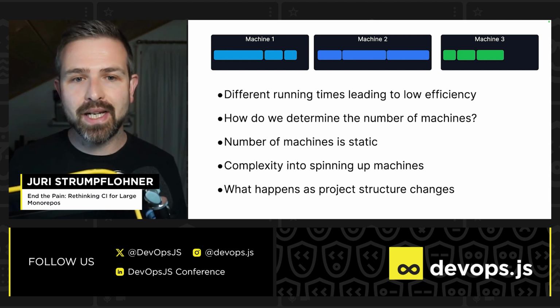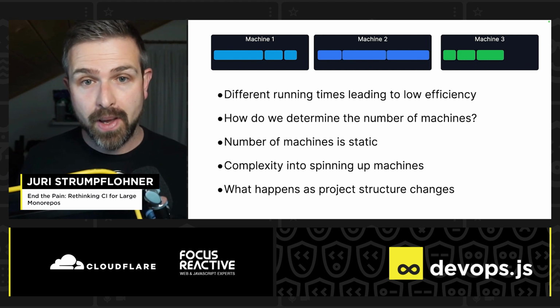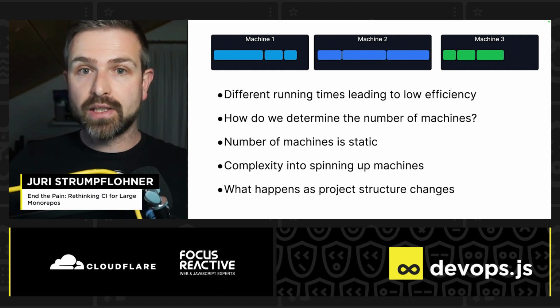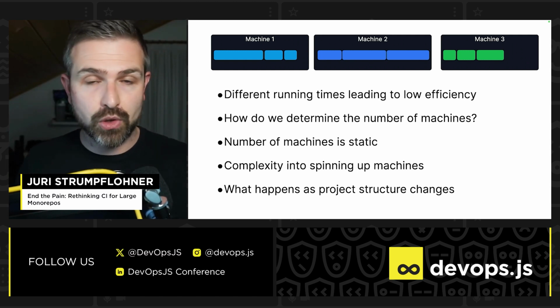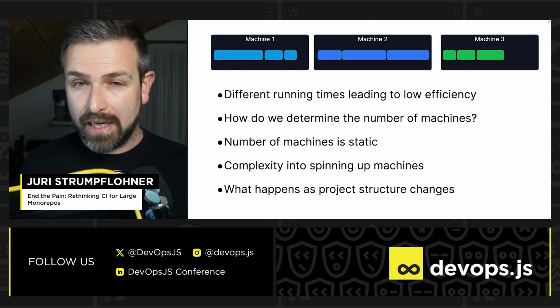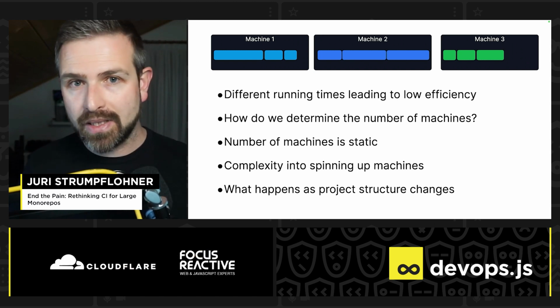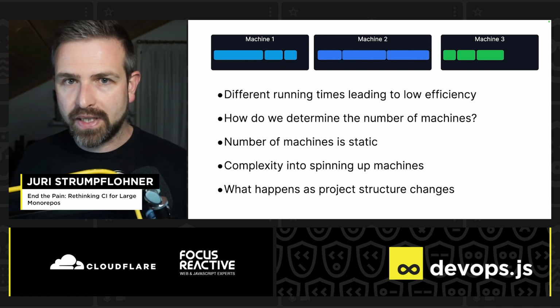And so here you can see the different running times might lead potentially to a low efficiency because some tasks might take a long time and therefore the entire run takes longer, but other machines are already idle because their task, like let's say the linting, was quicker and they're already done. There's also the fact that the number of machines is kind of static. So usually you define the number of machines and then basically that is the number that is kind of nailed or fixed there.